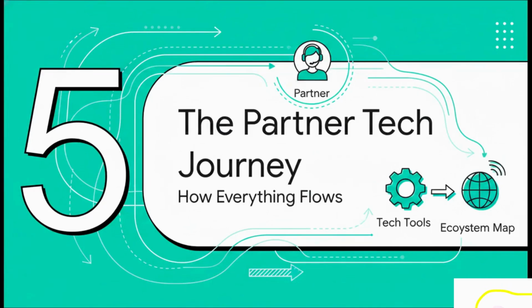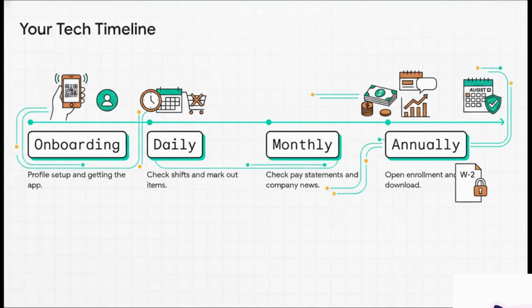Which brings us to our final section, Section 5, the Partner Tech Journey, showing how all of this actually works together over time. If we look at your journey chronologically, it all starts making perfect sense. During the onboarding phase, you're in Partner Central setting up your profile and direct deposit and scanning a QR code for the Partner Hours app. Then, your daily routine kicks in, checking Partner Hours for shifts and using the retail portal for store tasks on the floor. Every few weeks, you do a monthly check-in, pulling pay statements from Partner Central and catching up on news at the hub. And finally, you hit your big annual milestones, like August open enrollment in Partner Central or downloading your W-2 from My Partner Info every January.